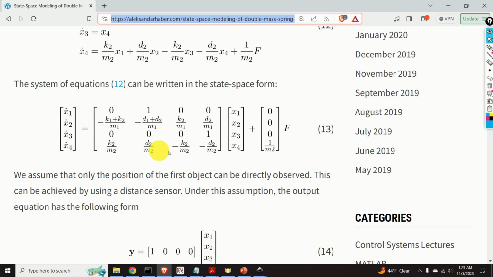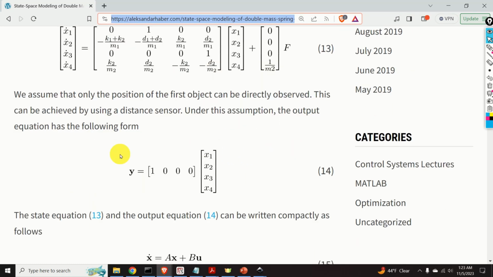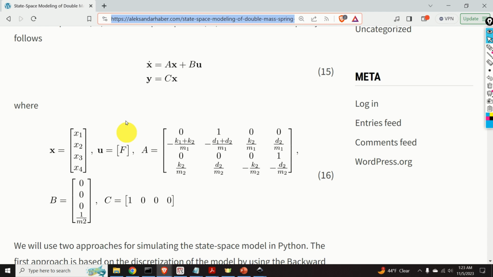Our state space equation and the output equation can be written compactly like this. And this is the classical state space representation. Over here, the vector x, and keep in mind that vectors are denoted by bold letters, is given over here. The input is given over here, the A matrix is given over here, the B matrix is given over here, and the C matrix is given over here.